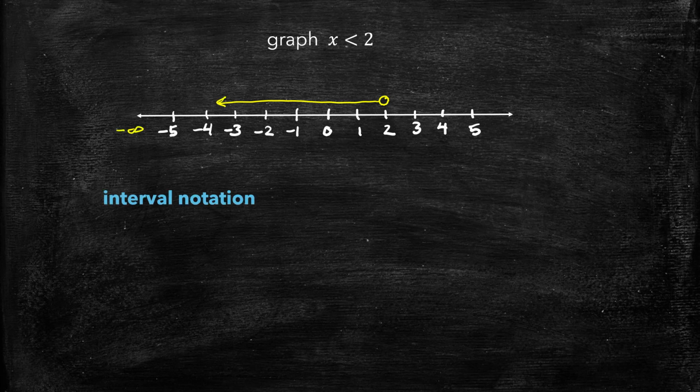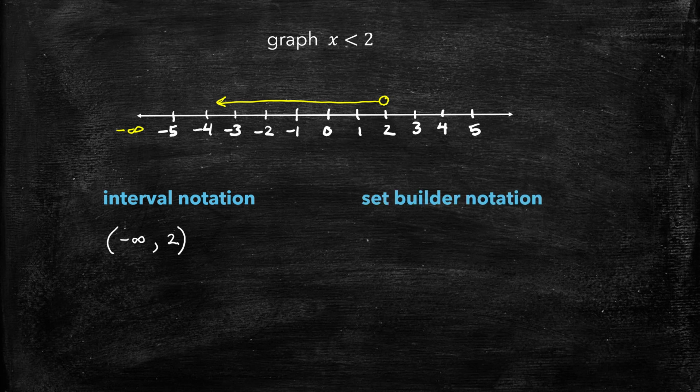So what would interval notation be? Remember we have a comma and we put the lower number on the left and the higher number on the right. So the lower number, well, it's heading towards negative infinity. It can't achieve that, so we put parentheses there. And x can go all the way up to 2, but it can't achieve 2, so we use parentheses again. So no brackets in this example.